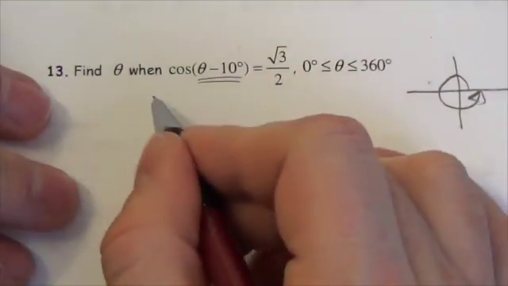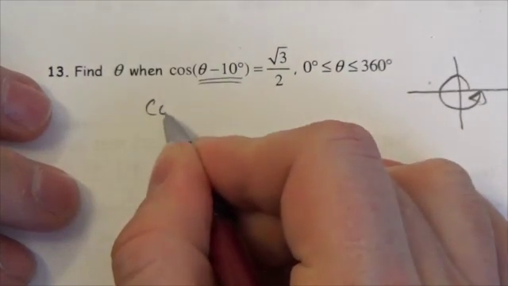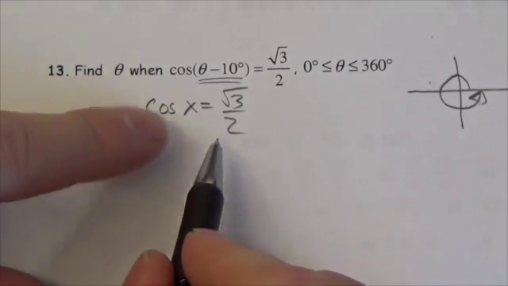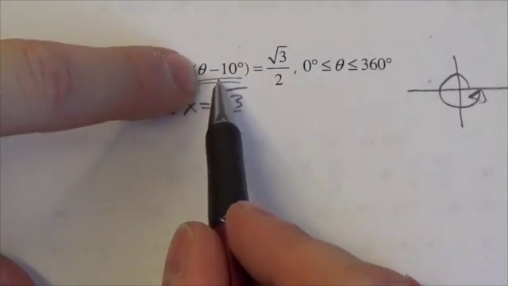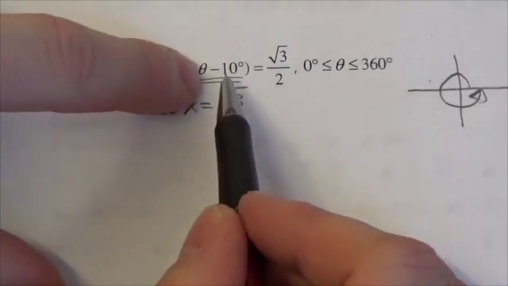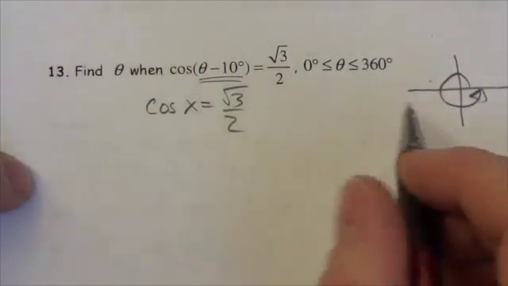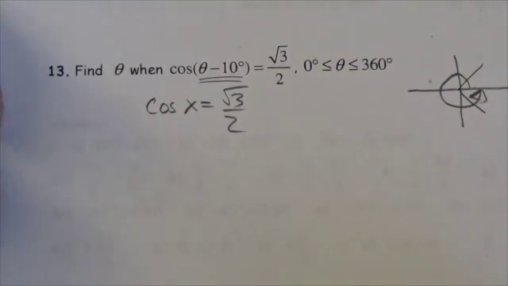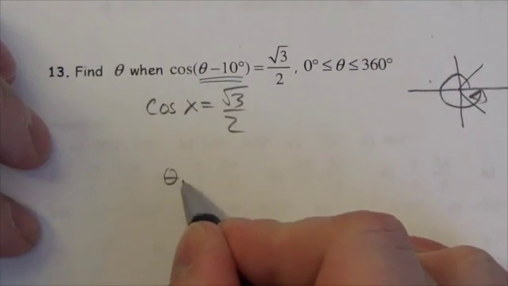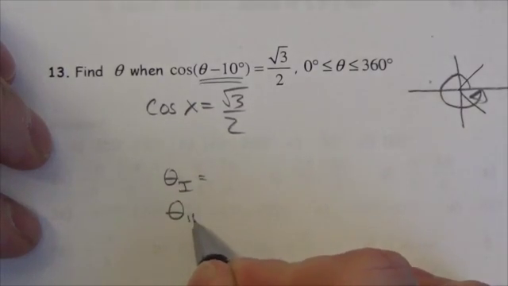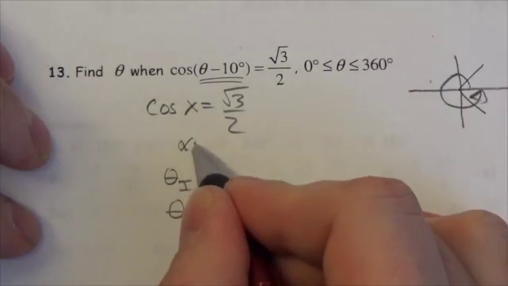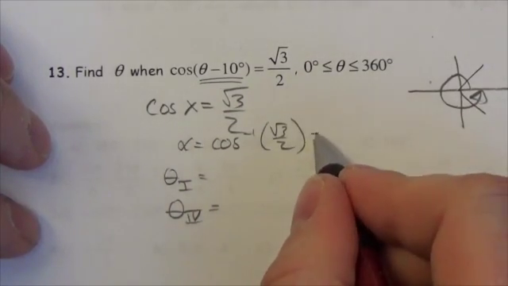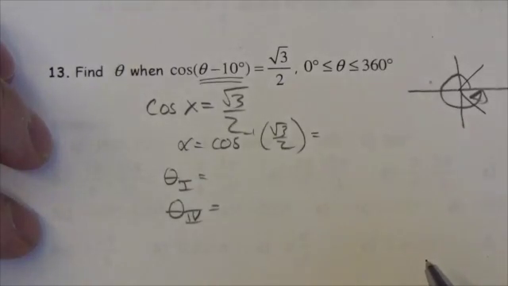So I'm going to actually do this. I'm going to replace this, let's say with a big old x here. So the cosine of x is equal to root 3 over 2. I'm going to solve this first, and then because this is inside that, I will move into this in just a little bit later here. Now, cosine is positive in quadrants 1 and 4. So I know I'm going to have a first quadrant angle and I'm going to have a fourth quadrant angle. I will get my reference angle by finding the inverse cosine of root 3 over 2.